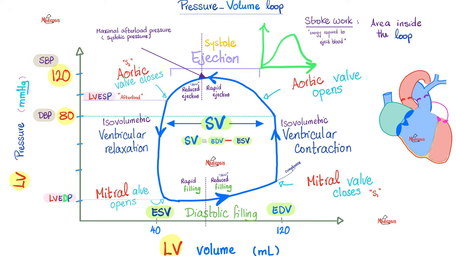Since this is not a curve, this is a loop, we have area inside the loop. It's called the stroke work, i.e. the energy required to eject blood in a stroke. Hence, stroke volume. Hence, stroke pressure.